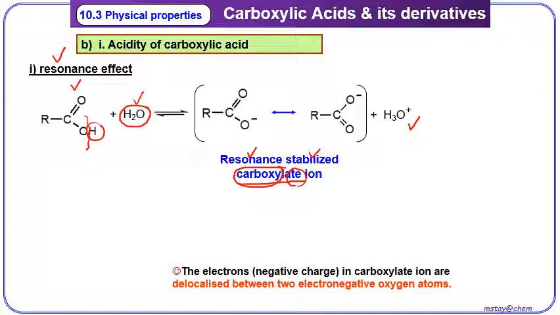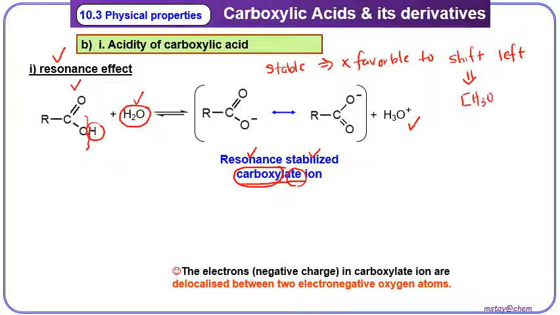If it becomes stable, it means that the compound is not favorable to shift to the left. Not favorable to shift to the left. If the compound or the ion is not favorable to shift to the left, that means the concentration of H3O plus is high, because we are always keeping it on the right-hand side. So when the concentration of H3O plus is higher, it means the acidity is also higher.